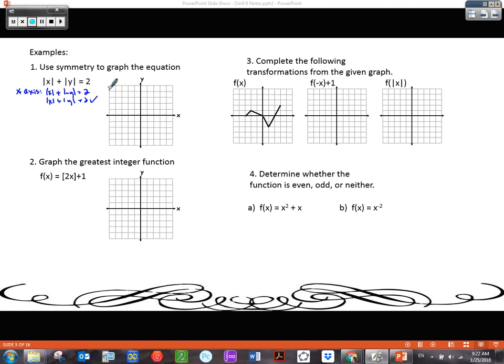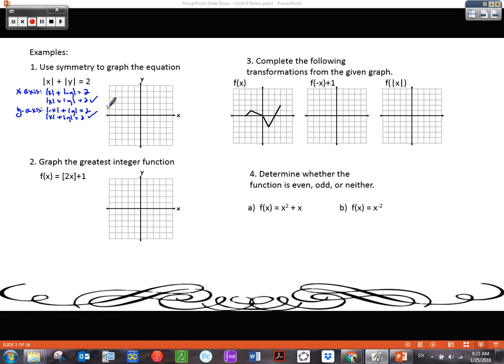The next test was y-axis symmetry, an even function. For that test, we would replace the x with a negative x and simplify it. And check, it has y-axis symmetry also.